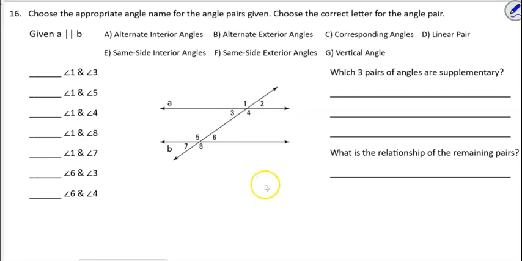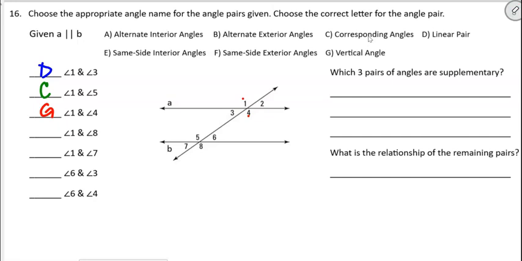Okay, so then for the next one, it says choose the appropriate angle name for the angle pairs given. Choose the correct letter for the angle pair. So 1 and 3, those form a line. That's a linear pair, right? So this is D. 1 and 5, let me move that mouse. 1 and 5, those are corresponding, aren't they? Okay. Then we've got 1 and 4. 1 and 4, those are vertical angles, aren't they?